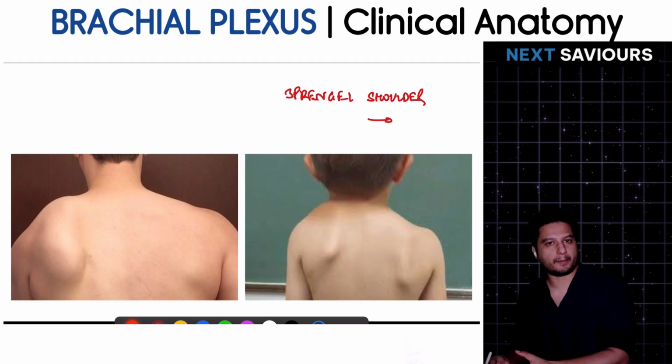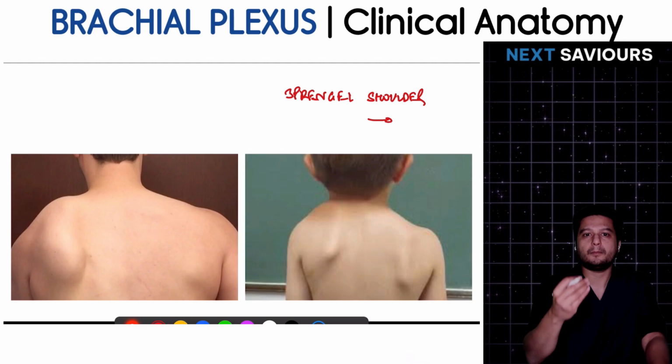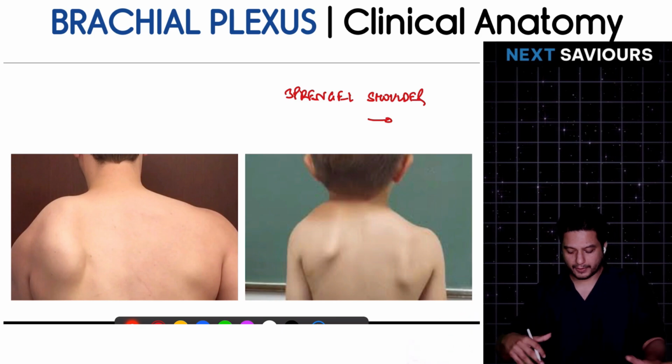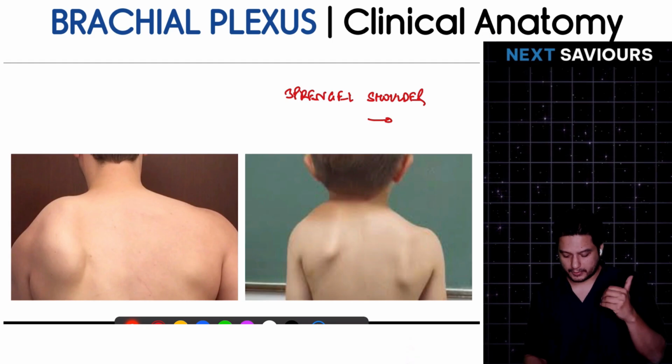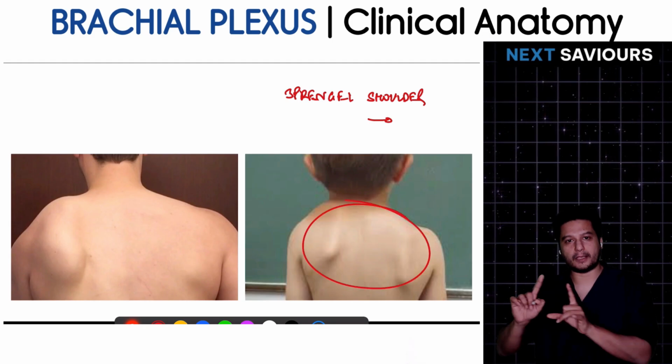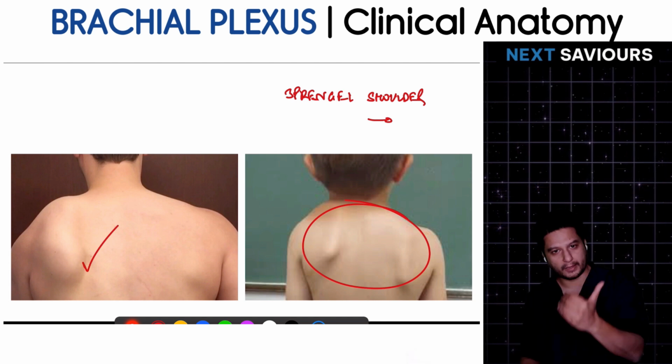But when we sit in the examination hall, when we get this image, there is a possibility that we might mark the wrong answer as winging of a scapula. So be ready for these kinds of distinctions, because the image over here is not winging of a scapula, it is a Sprengel shoulder, while over here we are looking at the image of the winging of a scapula.